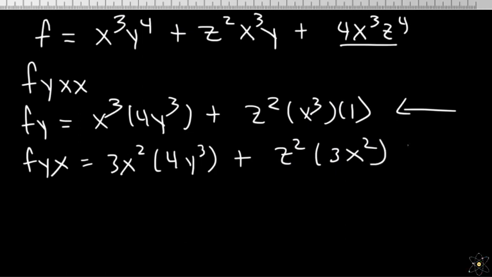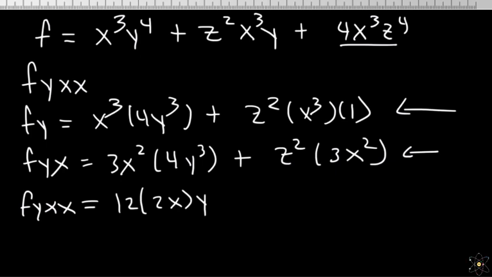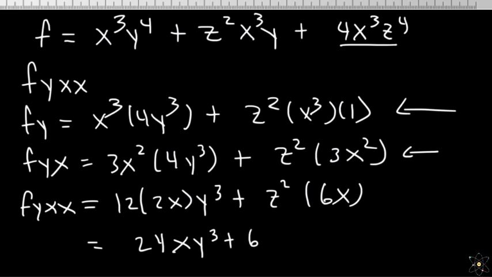Now let's differentiate that function again with respect to x. 3 times 4 is 12, and the derivative of x squared is 2x. And the derivative of 3x squared is 6x. So the final answer is 24xy cubed plus 6xz squared.